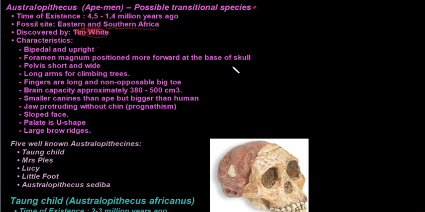The foramen magnum position was more forward at the base of the skull, so obviously they were more upright than Ardipithecus. The pelvis was short and wide, and that is another reason why. They still had long arms for climbing. The fingers are long, and they had a non-opposable big toe, so this foot was more human-like already. Brain capacity a bit bigger. They had smaller canines than apes, but bigger than humans still, so that makes them not human. They had a protruding jaw without a chin, so prognathism is present. Sloped face, the palate was U-shaped, and they had large brow ridges.